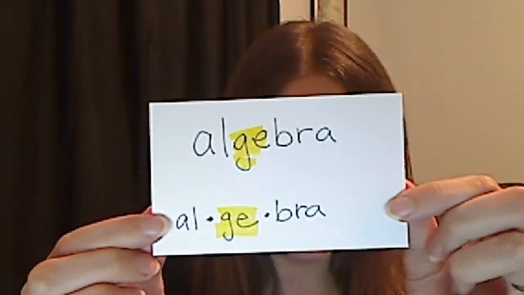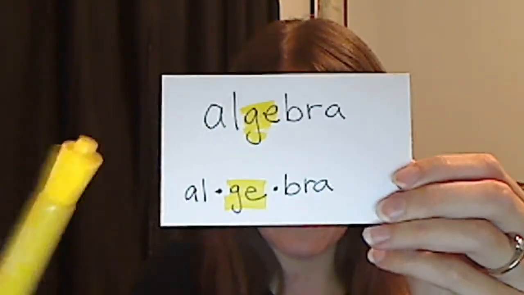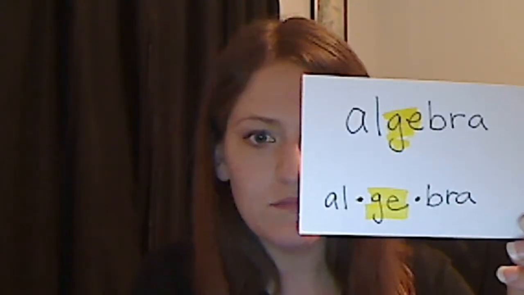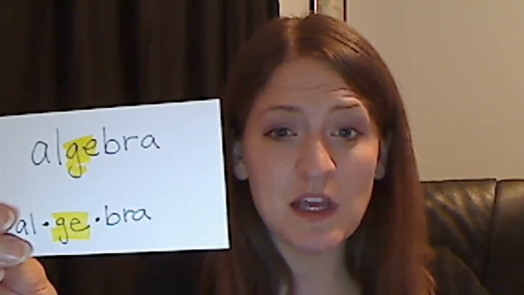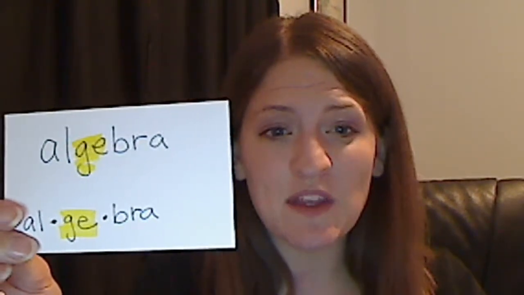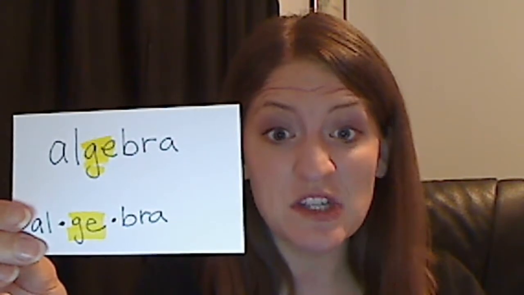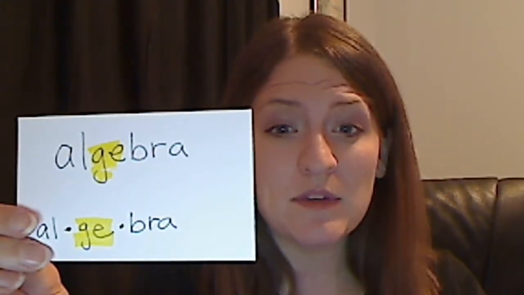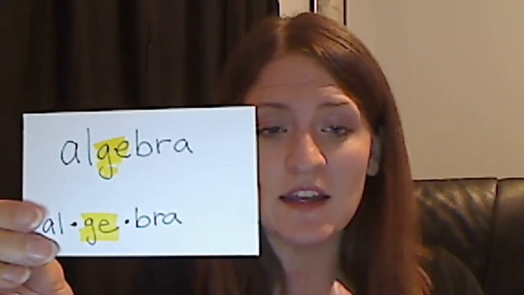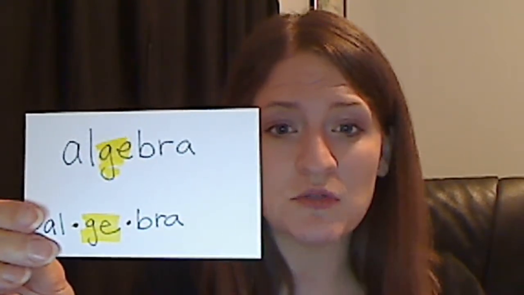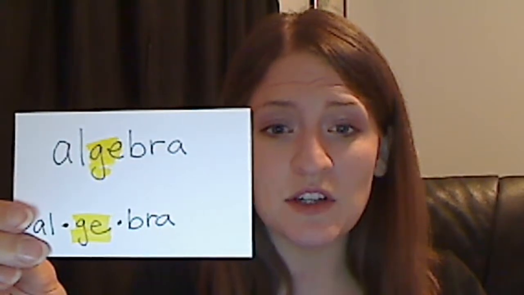And you can see here that I've highlighted, so make sure you have your trusty highlighter. I've highlighted the part of the word that gave me problems. On my test, I kept spelling algebra with a J because I heard the J sound, and that's a common mistake. So I wrote it on my card correctly, and then I highlighted the part of the word that was giving me trouble. That's exactly what you're going to do.